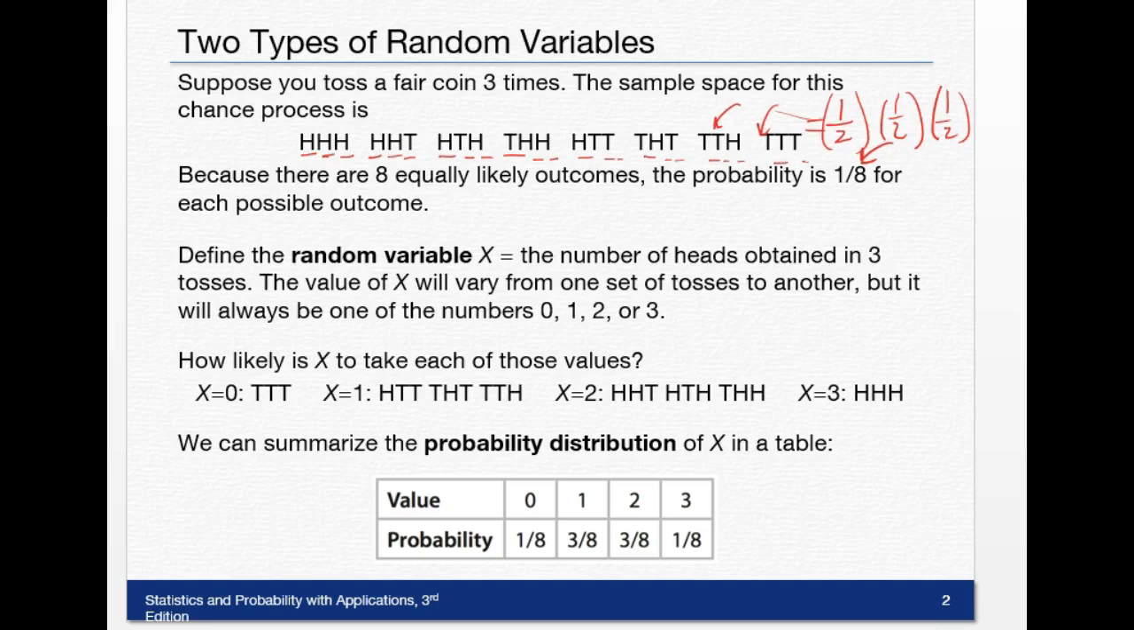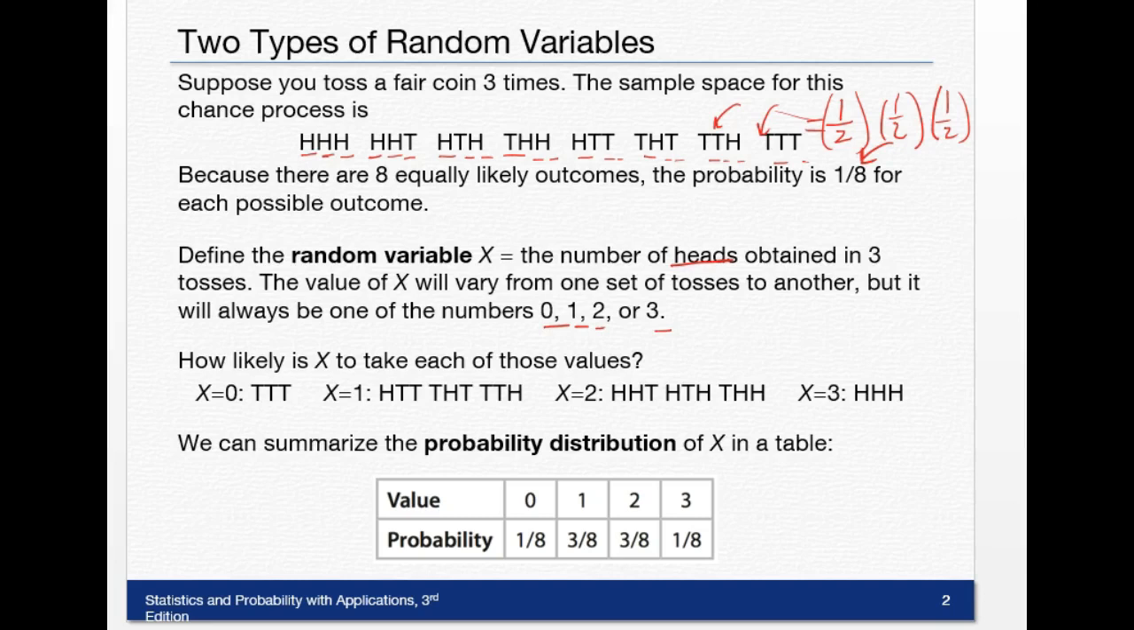Now, define the random variable x as the number of heads obtained in 3 tosses. The value of x will vary from one set of tosses to another, but it will always be one of the numbers 0, 1, 2, or 3 because you have 0 heads, 1 head, 2 heads, or 3 heads in your outcome. So how likely is x to take on each of these values?